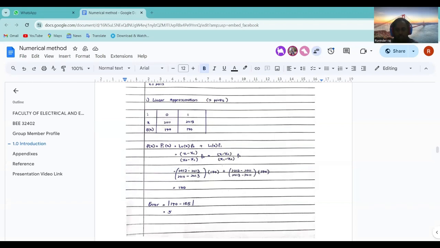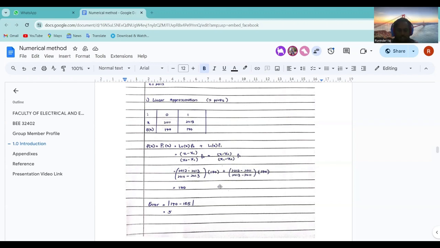Using these points, the linear interpolation formula is f(x) equals f(x0) plus (f(x1) minus f(x0)) over (x1 minus x0) times (x minus x0), where x0 is 2011 and x1 equals 2013. So we will calculate the interpolated value at x equals 2012. Using linear interpolation with data points 2011 and 2013, the interpolated value is 170 at x equals 2012. This makes sense since the y values for both 2011 and 2013 are the same, so the interpolated value at 2012 remains constant.